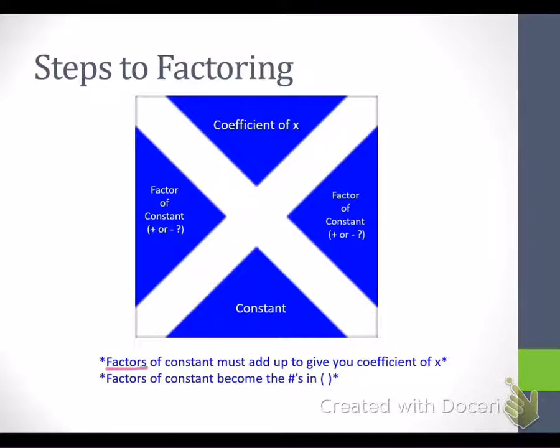So I want you to highlight factors of constant, add up, and coefficient of x. Those are the key words. The factors of the constant must add up to give me the coefficient of x. Now, the factors of the constant, those two numbers that we multiply together to get the constant, we add and get the coefficient, they're going to become the numbers in my parentheses, the numbers in my binomial.